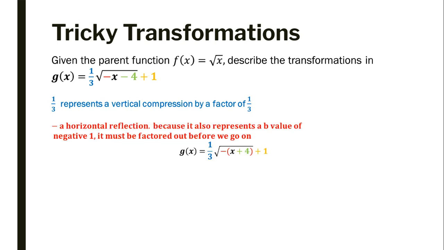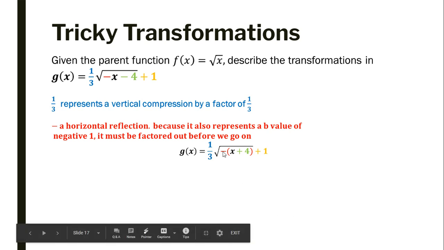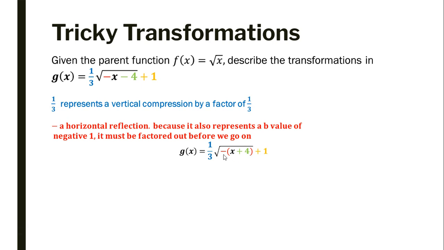So it's a horizontal reflection for sure, because if I'm using my notes, it tells me that if b is negative, I have a horizontal reflection. But there's a b value, and it has not been factored out. So I must factor it out before going on. And when I do, I end up with negative times x plus 4. -1 times x plus 4. Now I can go on and evaluate C and D.